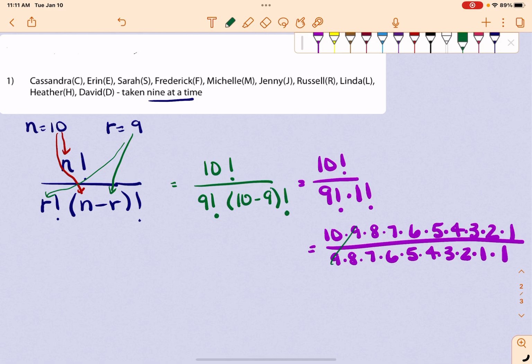So I can see in this that I have components that cancel. So on the top, you're just left with 10. The bottom, you're just left with 1. So you're going to have 10 left over. So that means there are 10 different ways that you can write those 10 names in groups of 9. Okay, let's look at one more.